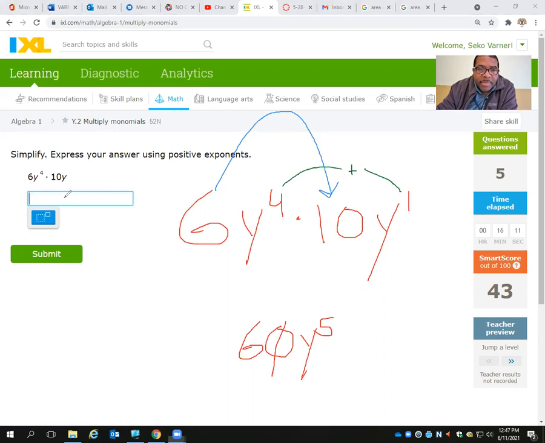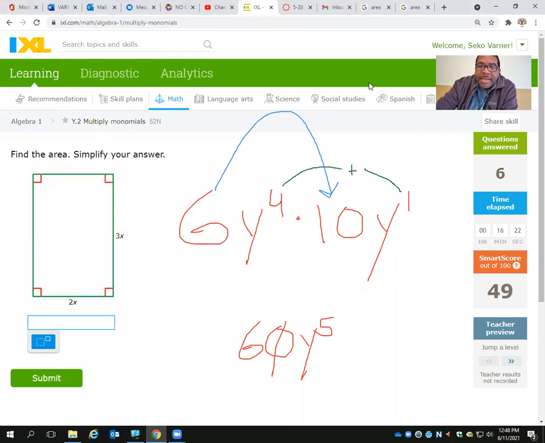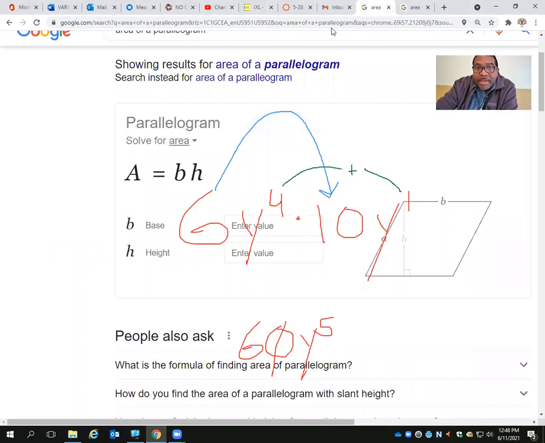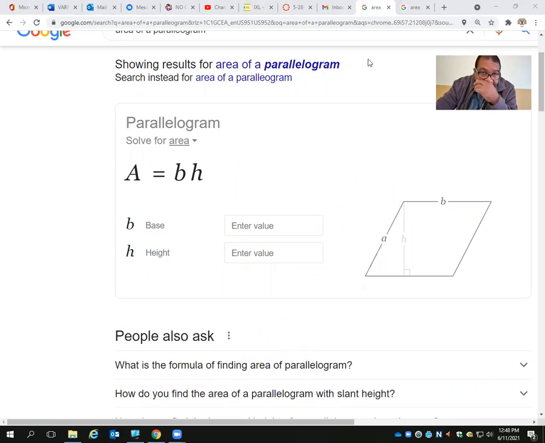Let's type that in. 60 y, this button, 5th power. All right, that's how we solve these types of problems. Remember, you can always do what I did, and I Googled the area of a parallelogram. That's how I figured that out.